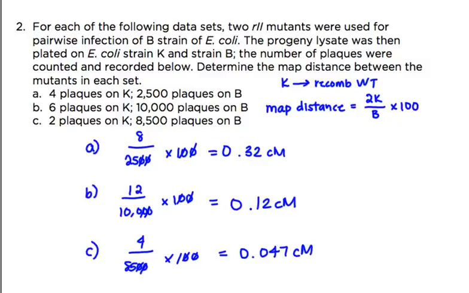So as you can see, the closer the 2 mutations are linked, the less recombination you're going to have, and therefore the fewer plaques you're going to see on E. coli strain K.